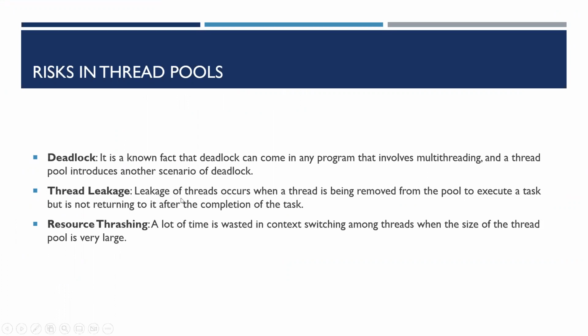Next is thread leakage. Leakage of threads occurs when a thread is removed from the pool to execute a task, but it is not returning to it after completion of the task.